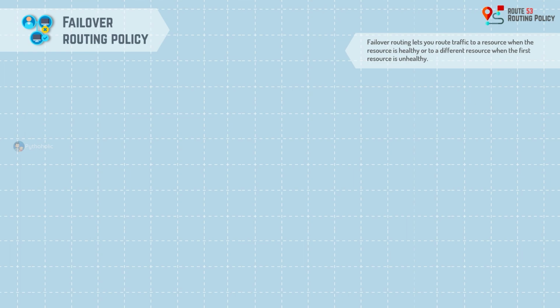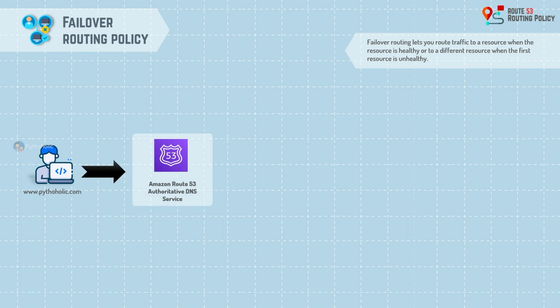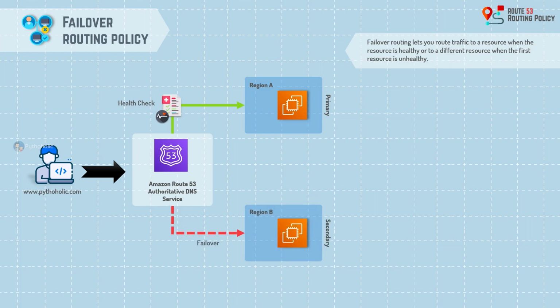As it is mentioned here, failover routing policy lets you route traffic to a resource when the resource is healthy, or a different resource when the first resource is unhealthy. So imagine this is you and you entered the URL and it goes to the AWS DNS. Here we have a region A where the instance is available to us. If the health check is successful, then the request will be routed to that instance as it is the default. Else it will move to the failover instance in the case of health check failures. That is why it is called the failover routing policy.